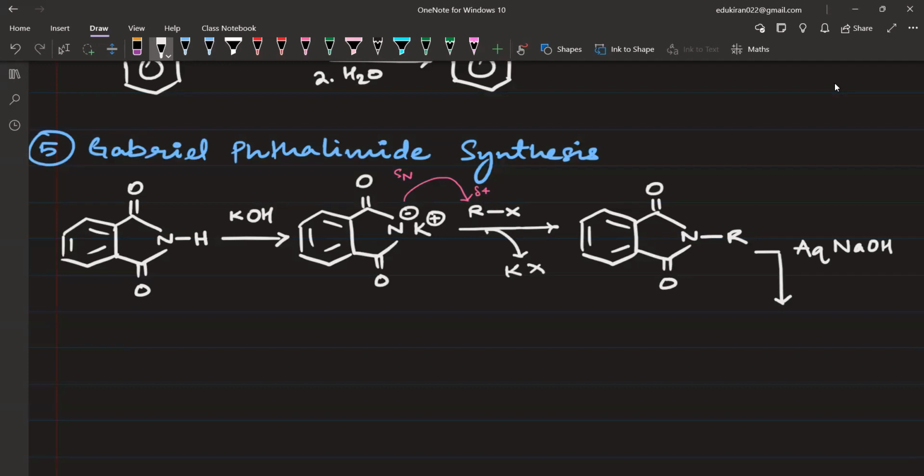Once you react this with aqueous NaOH, here you will get RNH2. First of all, this forms the molecule with the benzene ring. You have the benzene ring. Here you have C double bond O, O negative, C double bond O, O negative, and Na positive. You get a salt here. Okay, how that is formed we will tell you, but you don't need to remember it.